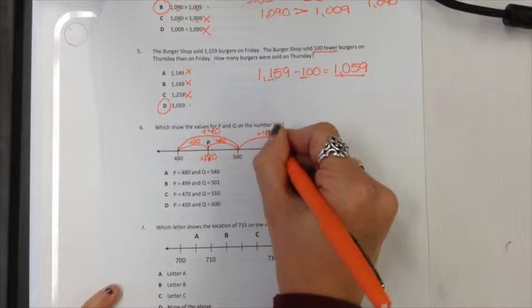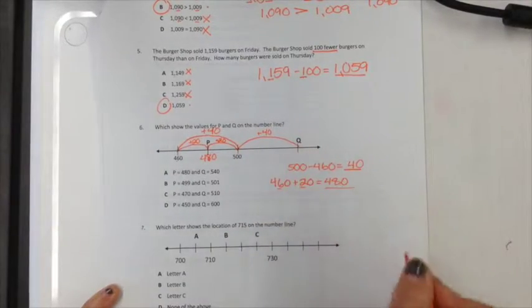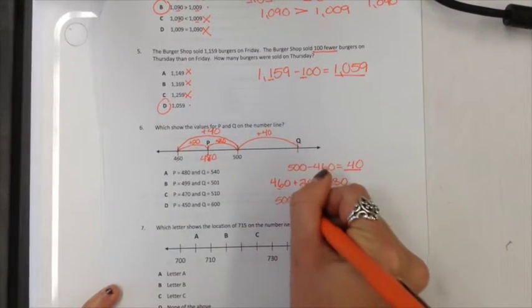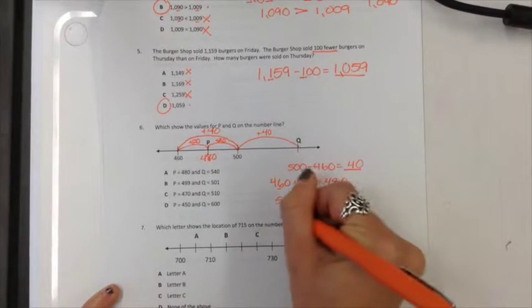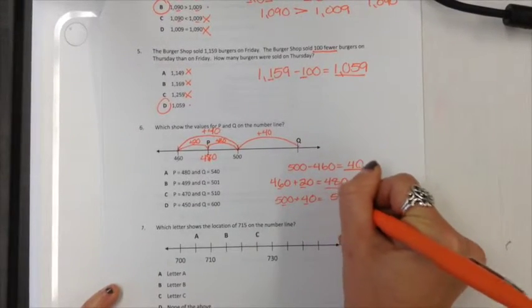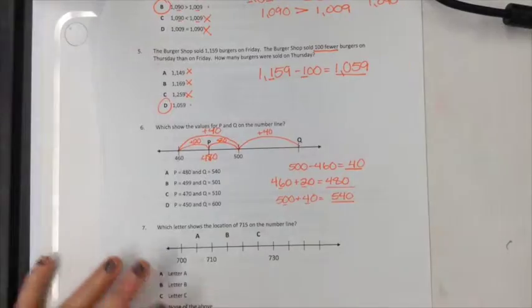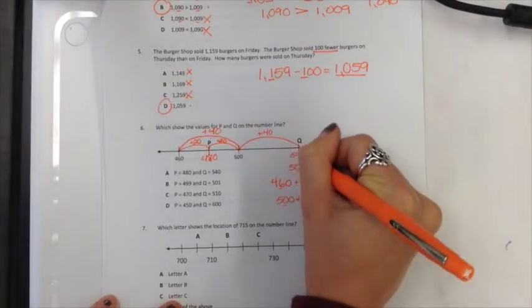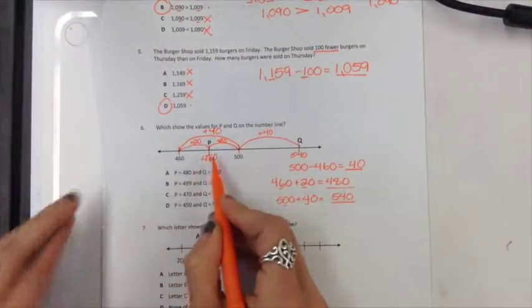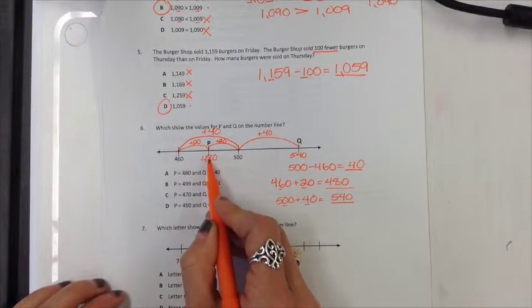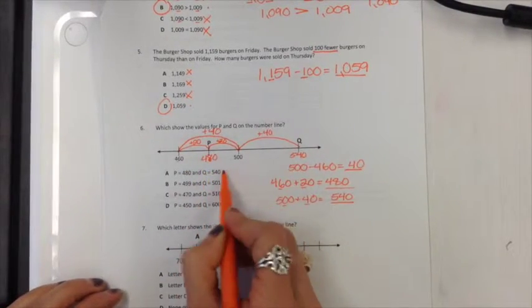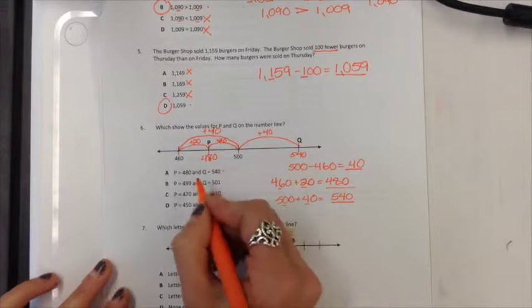I need to add 40, the same distance, so add 40. 500 plus 40, adding just the tens place, I get 540. So Q is 540. Now I need to check my answer choices. A says P is 480 and Q is 540. That's what I got, but let's keep checking just to make sure.